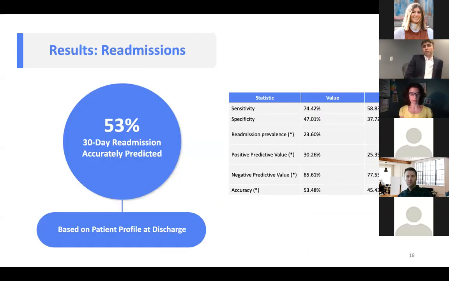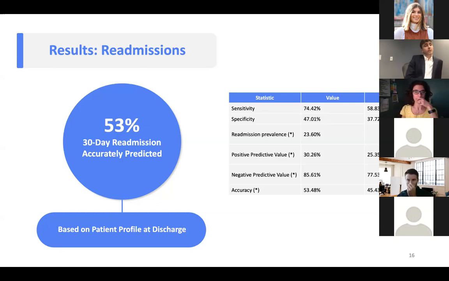So moving to readmission results, from our sample, our model was able to accurately predict 53% of 30-day readmissions based on what the patient profiles were at the discharge from the hospital. So to briefly go through this table, looking from left to right, we have the type of statistic measured, the found value, and then on the far right, we have the 95% confidence interval of those values.